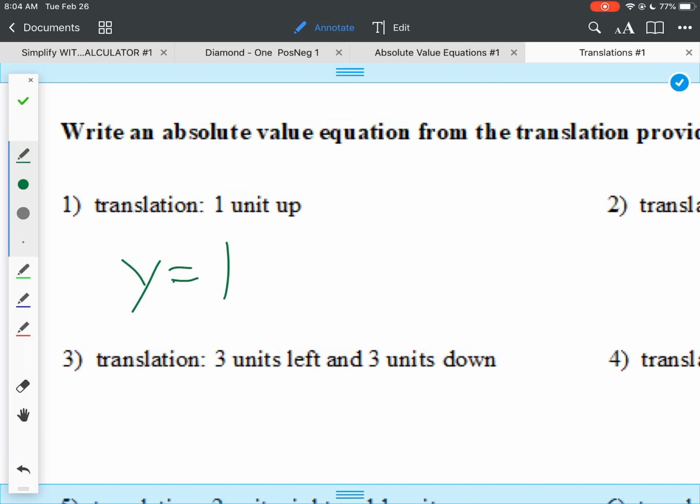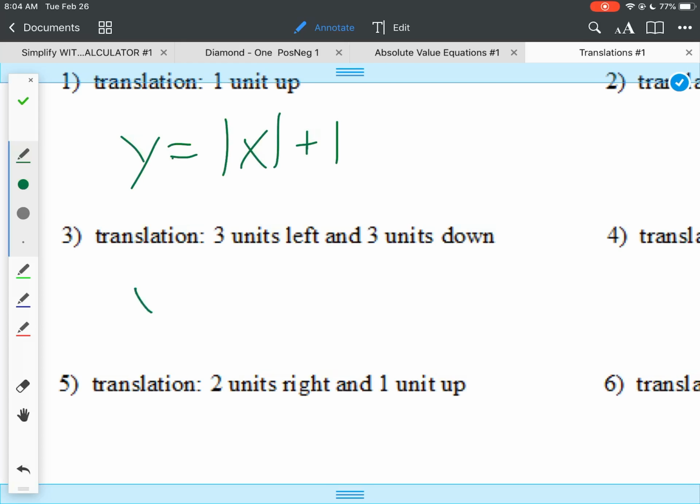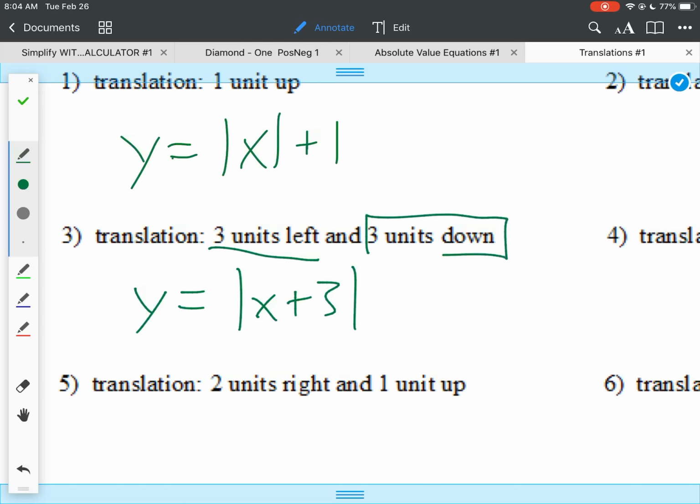So really, there's no number inside the bars because it's not going left or right, and then the plus 1 will make it go up. Okay. This one, we have y equals here. Since we do have a left, right, it's going to be positive 3 inside. And then we have a down, which will be negative 3 on the back.